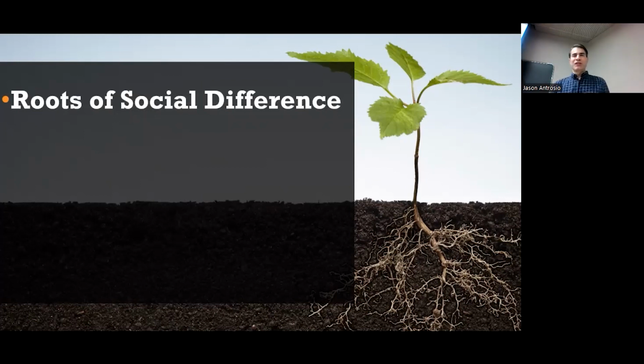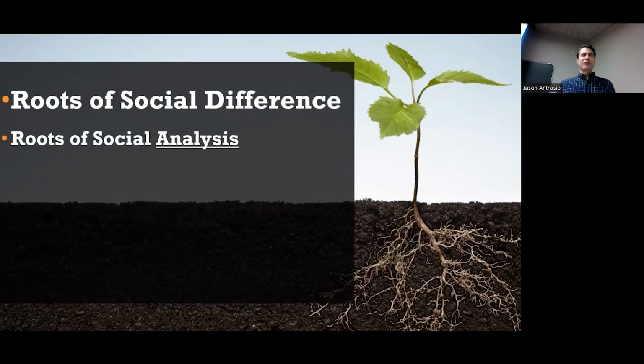Roots of social difference. I guess I would say that I struggle with the title of this section because it doesn't completely make sense to me. I think if you were talking about the roots of social difference, you should probably go back hundreds or thousands or even tens of thousands of years. I want to retitle this section The Roots of Social Analysis, because we're reading things from almost 200 years ago, 150 years ago, really before the university system and education for most people got started.